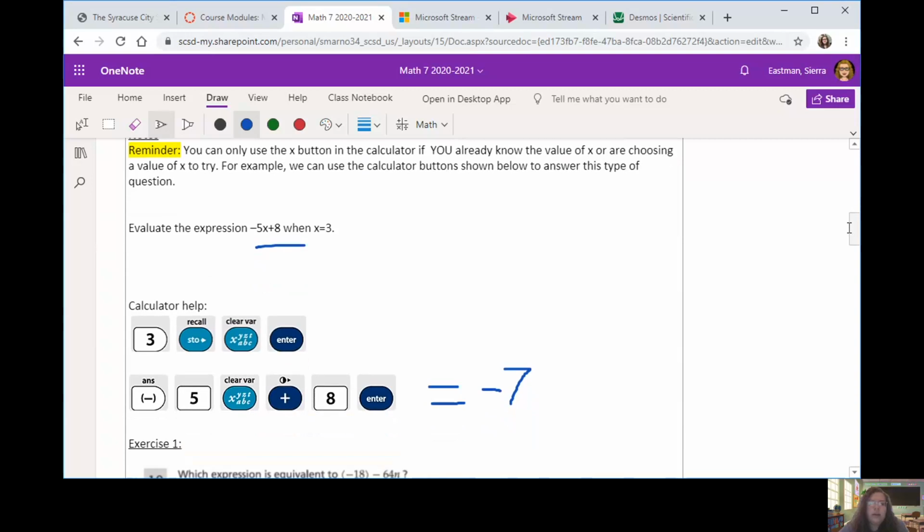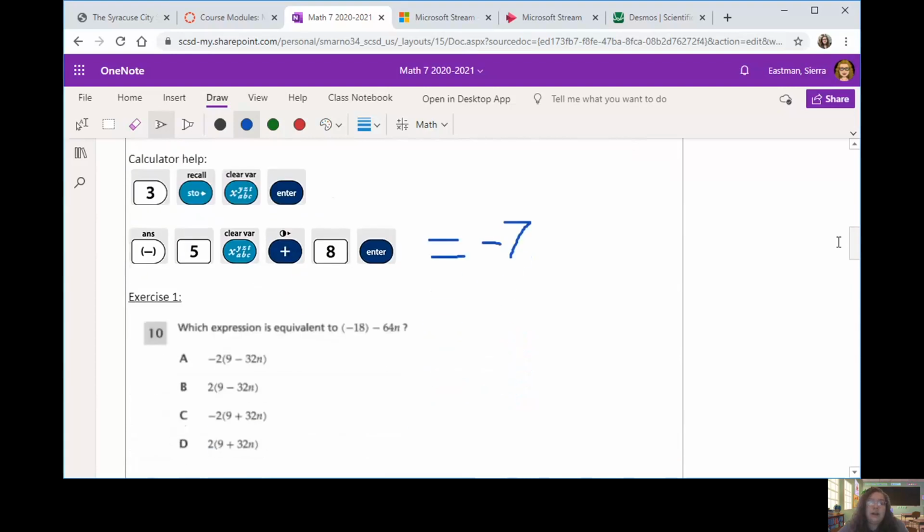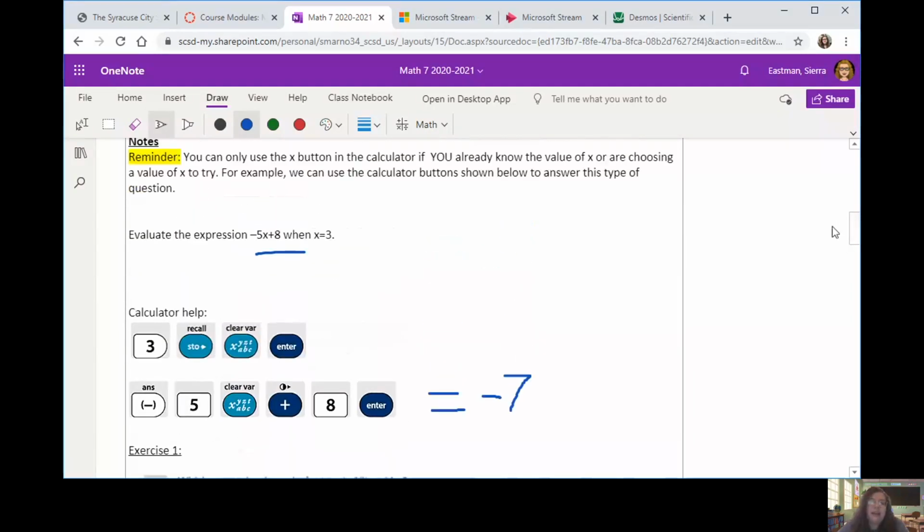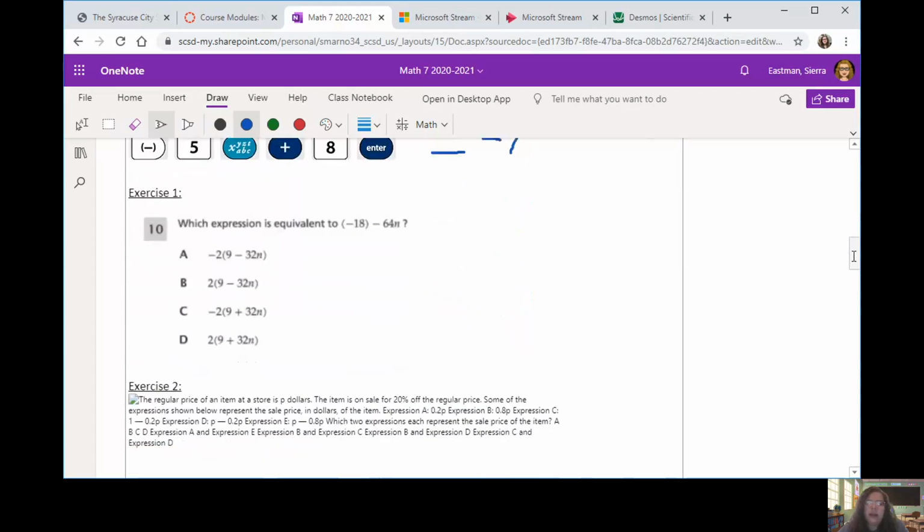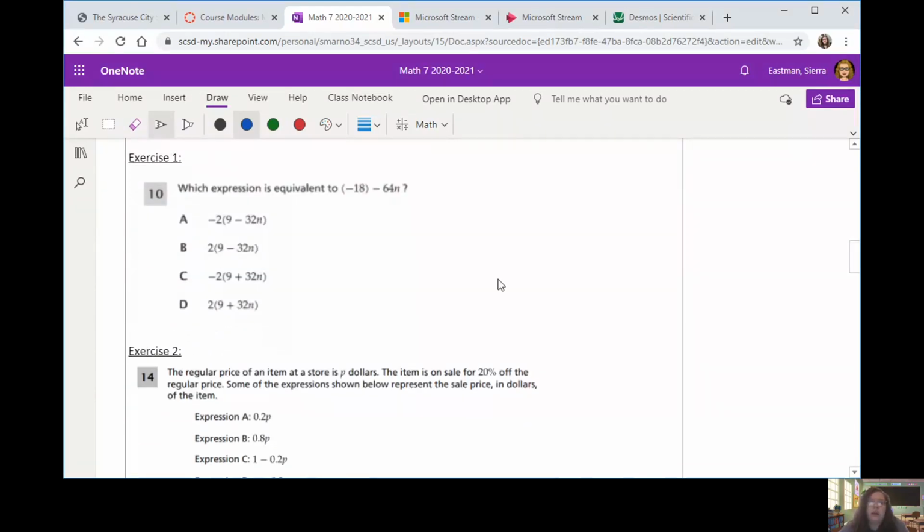Or we could use that same sort of thinking, that same skill, if you are guessing what x is, if you're taking a guess, or if you're choosing a value just to try out. So in this example, they gave you a value. You already knew exactly what x should be. But I want to show you a trick for equivalent expressions where you could guess what the value of x or n or whatever variable is to help you find the correct answer.